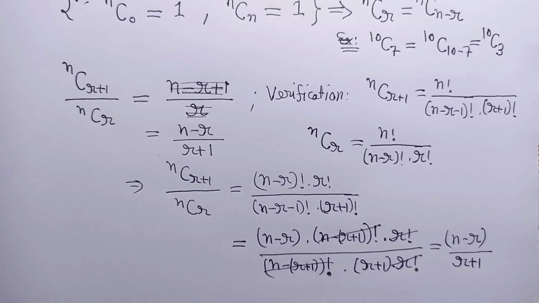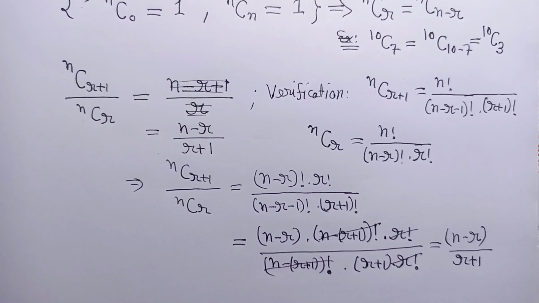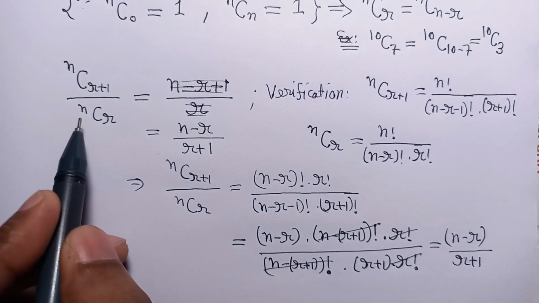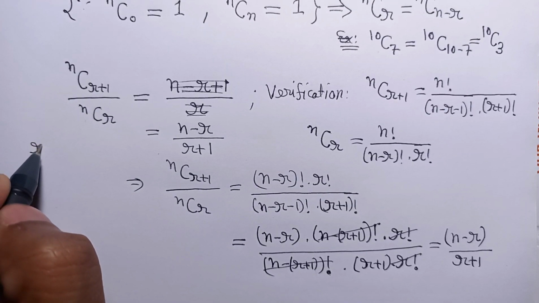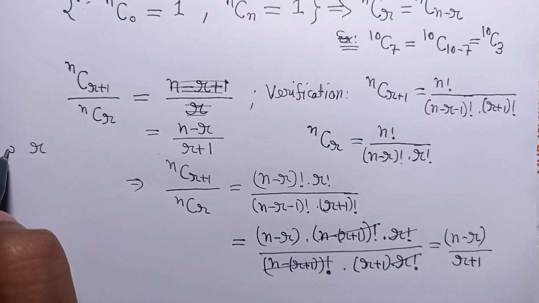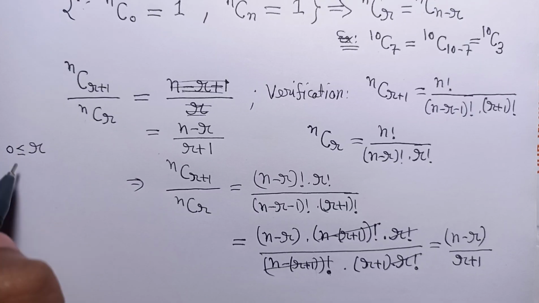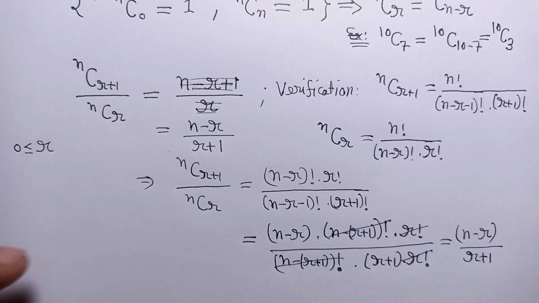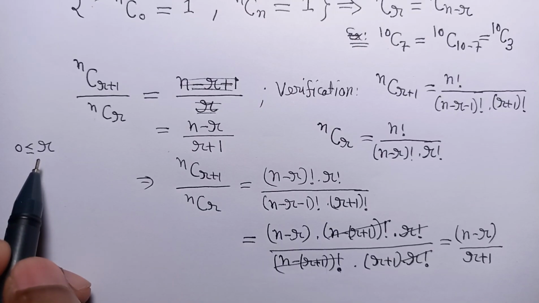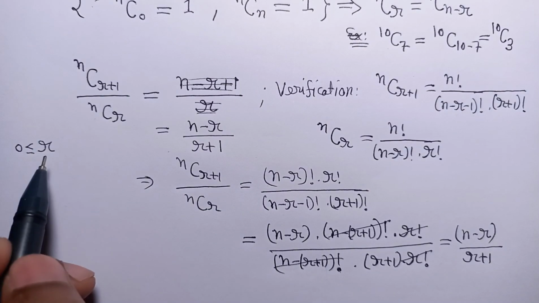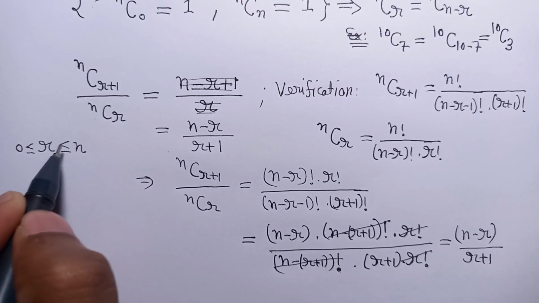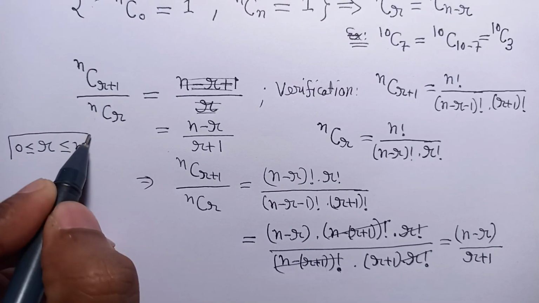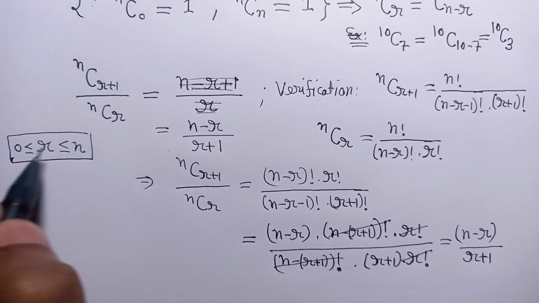Now talking about other formulas. First of all, tell me what is the possible value of r if you have n. R should be greater than or equal to 0, correct? Because you can take r as 0, 1, 2, 3 and so on. But what is the limitation for r? The limitation of r should be n, so r is less than or equal to n. So whenever you have nCr, r should lie in this range.